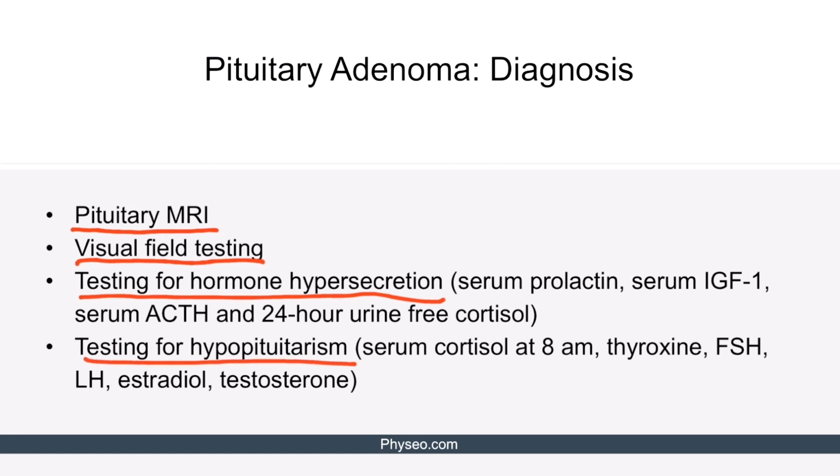Testing for hypopituitarism should also be considered. For example, we can order a serum cortisol at 8 a.m., thyroxine, FSH, LH, and estradiol in women, as well as testosterone in men, to evaluate for hyposecretion of these hormones. So all you need to know right now is that when you suspect a pituitary adenoma, get an MRI, do visual field testing, and be ready to check relevant hormone levels.